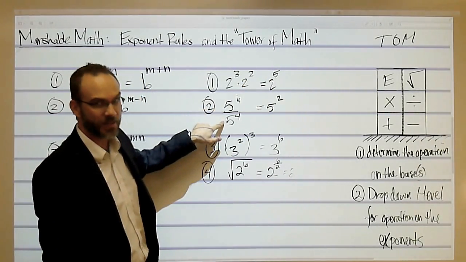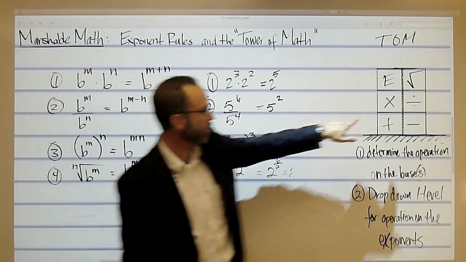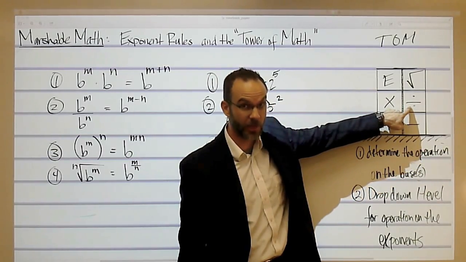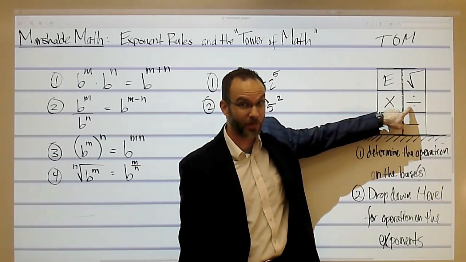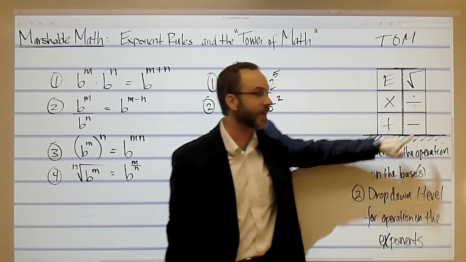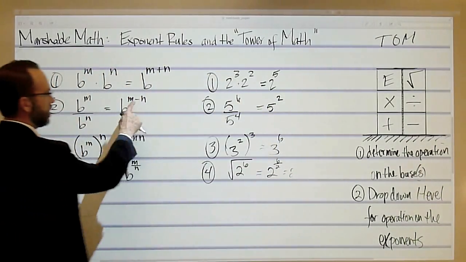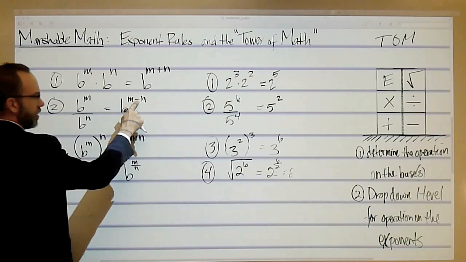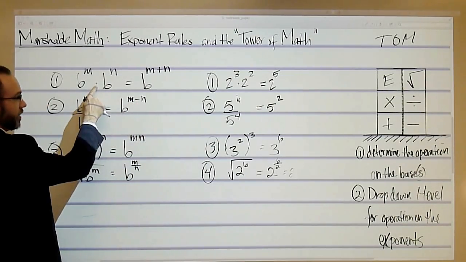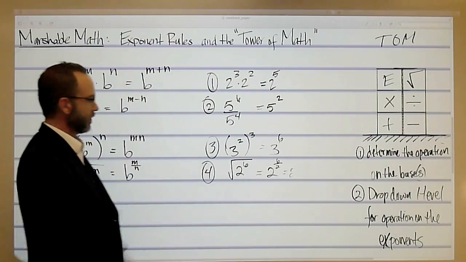Ooh, what about this one? I'm dividing the bases. Okay, so I'm going to start over here on this side. Drop down one level now for my operation on my exponents. I should be subtracting my exponents. Do I subtract them? You bet. 6 minus 4? 2. See? Subtraction. Division of the bases. Subtraction of the exponents. Multiplication of the bases. Addition of the exponents.